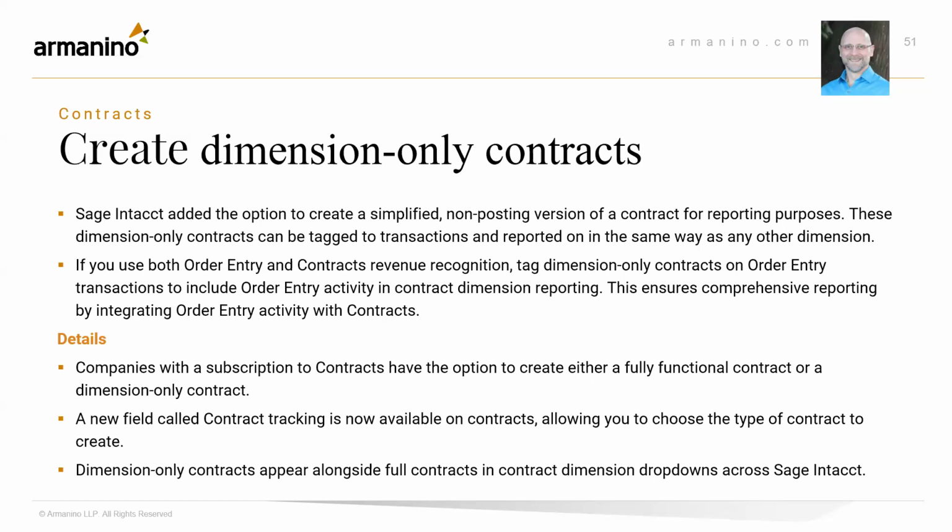A new field called contract tracking is now available on contracts, allowing you to choose the type of contract to create. Dimension-only contracts appear alongside full contracts in contract dimension dropdowns across Sage Intacct.